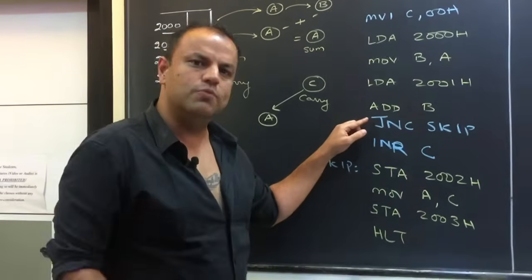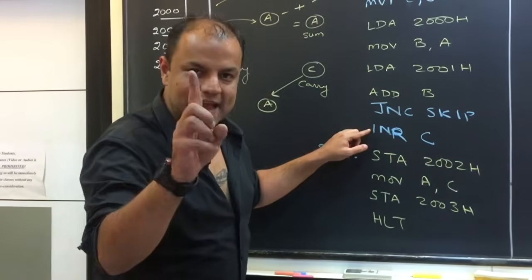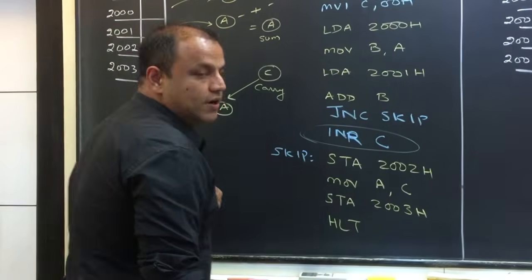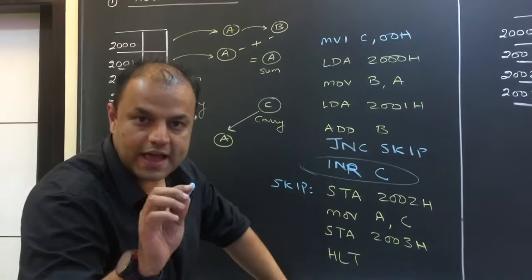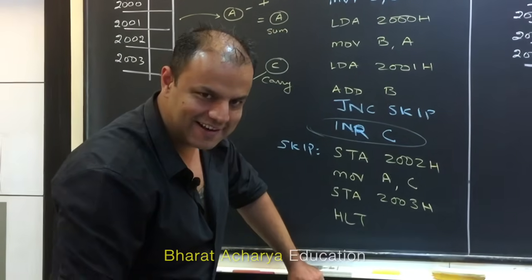Now, if it will not jump, what will it do? Will it sit there? If it does not jump, by default it will go to the next location. That means it will make carry 1 and then go ahead. That means bottom line, this instruction will only be executed if there is a carry. If there is no carry, you will skip this instruction. Please tell me, did you understand this?